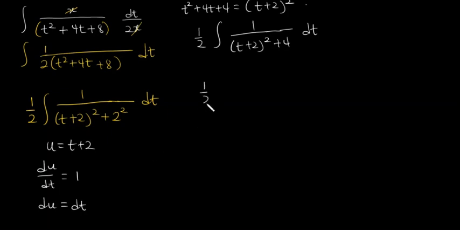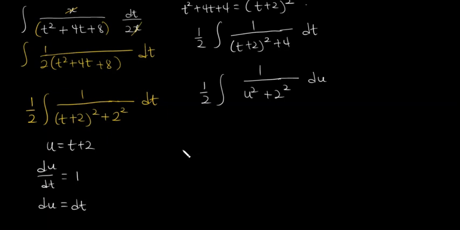Now let's do the substitution. You're going to have 1 over 2 multiplying the integral of 1 over u squared plus 2 squared dt. But now our dt is equal to du, so we can just bring the du here so that everything will be in terms of u.